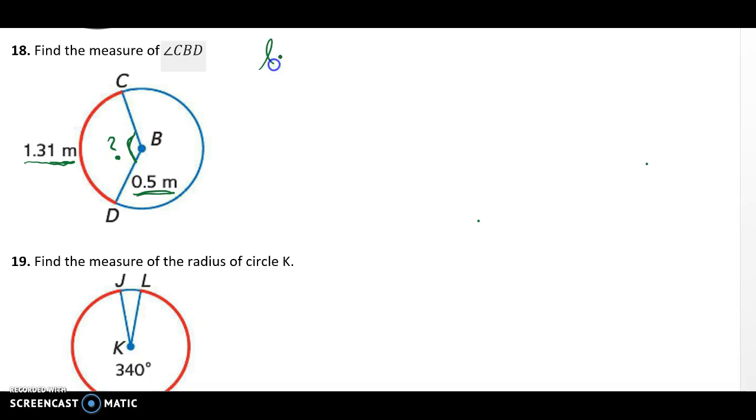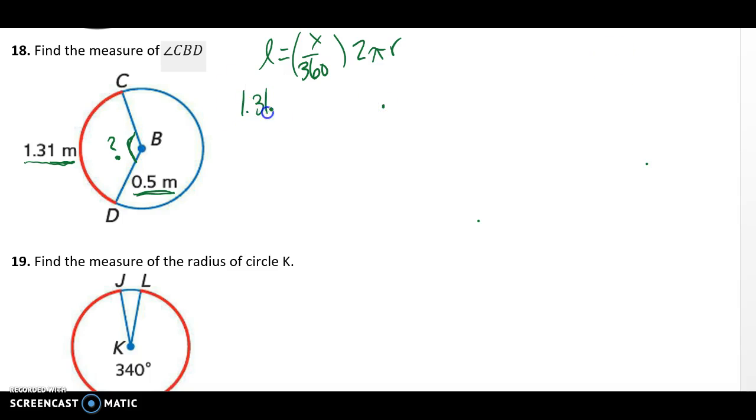Remember that our formula is L, which is length, equals x over 360, right? X being the degrees of the angle that you're looking at out of 360, times 2 pi r, right? Times circumference. Okay, so we can plug in 0.5 for the radius, plug in 1.31 for the length, and then solve for x. Okay, so let's do that.